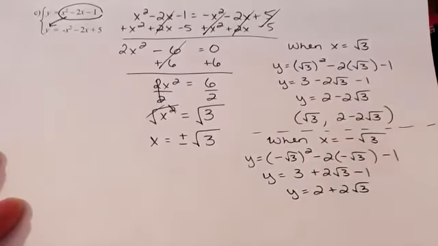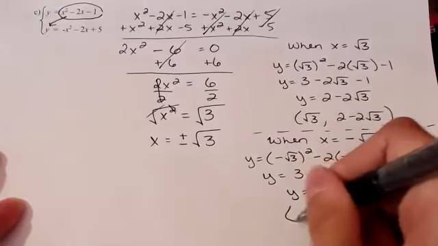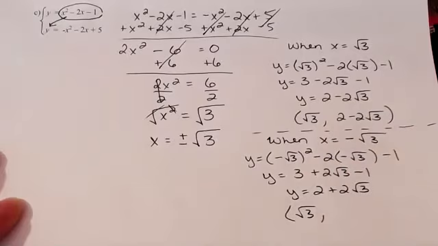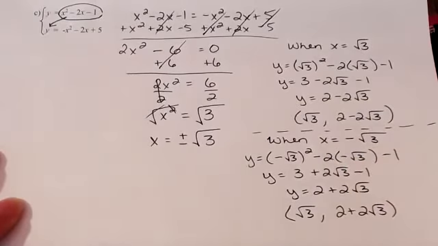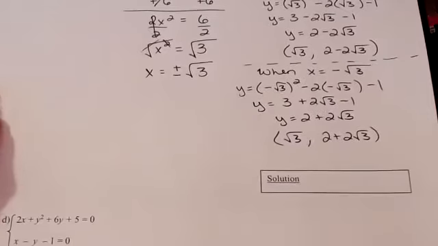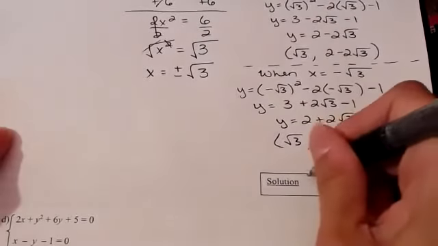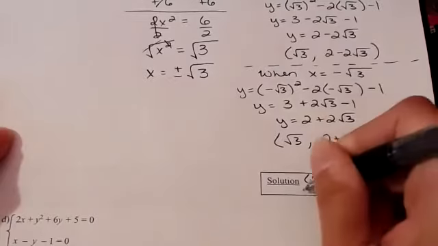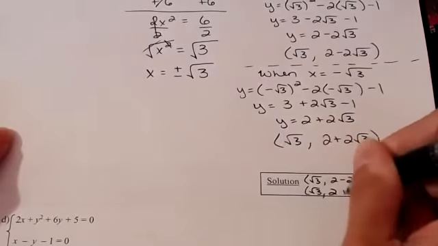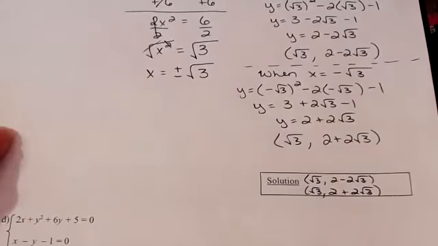So my second result, or my second point of intersection, is negative square root of 3, comma, 2 plus 2 square roots of 3. Those are my 2 points of intersection. So we're going to go ahead and write those in here. Square root of 3 and 2 minus 2 square roots of 3, and negative square root of 3 and 2 plus 2 square roots of 3. And we're done.